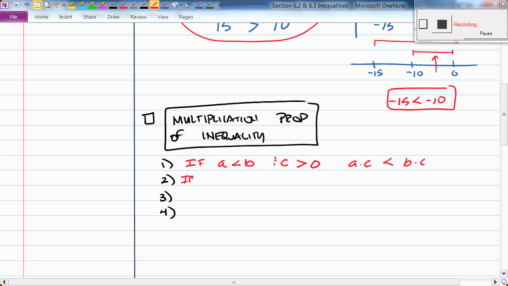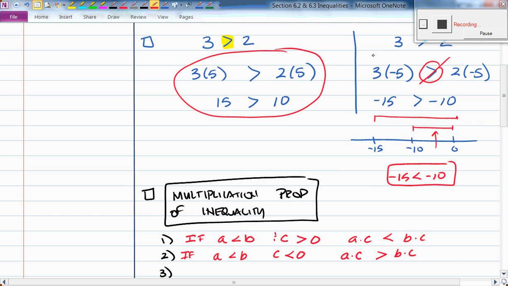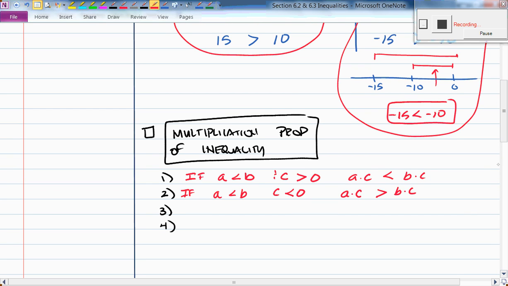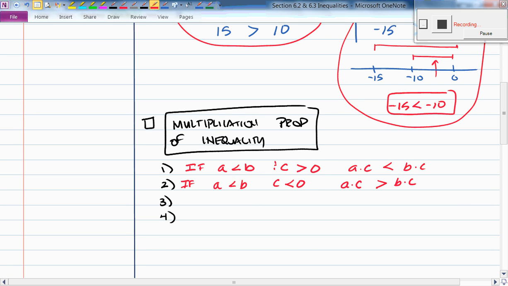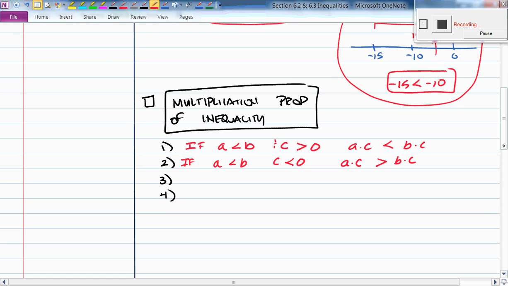However, if A is less than B and C is less than 0, which means that C is negative, then when we multiply A times C, we reverse the direction to make it greater than B times C. And we saw that example right here, how we had to reverse the inequality sign because negative 15 is not bigger than negative 10. Is this making sense, you guys? Yeah? Okay, good. So these two kind of go together, right? These two go together here.